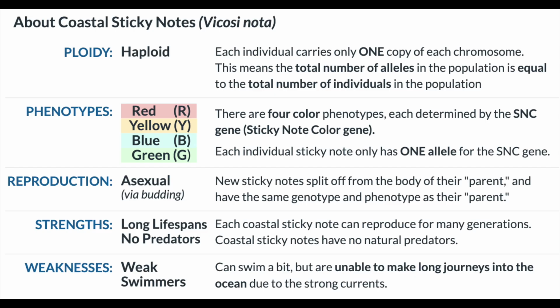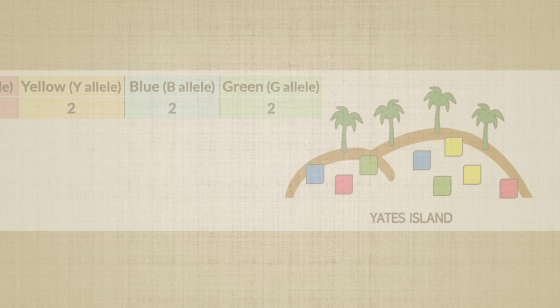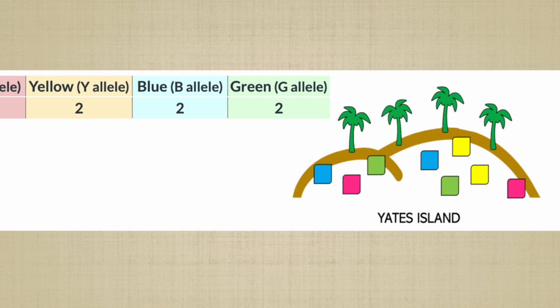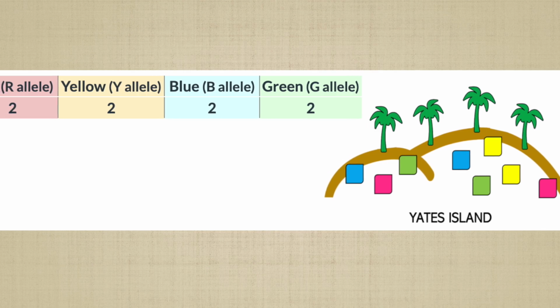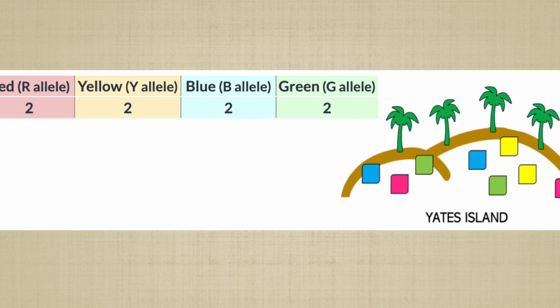Okay, so that's our sticky notes. Let's now get started with this activity. For this activity, we're going to start with a starting population of 8 coastal sticky notes: 2 red, 2 yellow, 2 blue, and 2 green. And they're all going to start together on Yates Island.